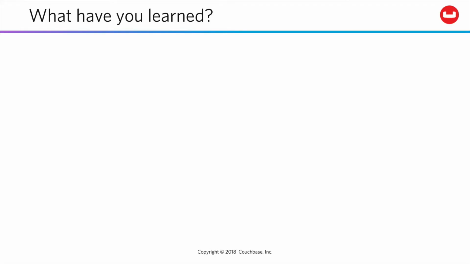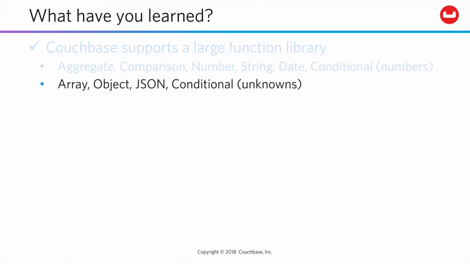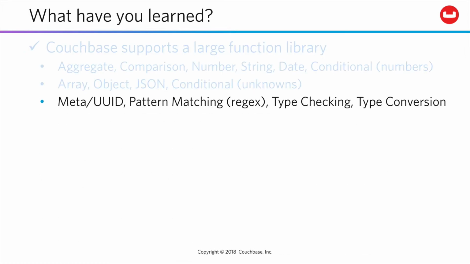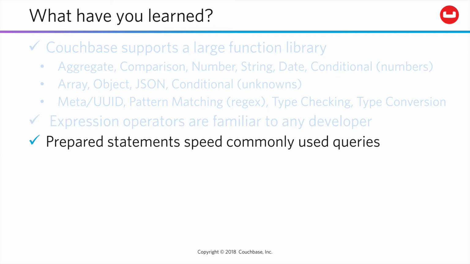So what have we learned? Couchbase supports a thorough function library covering aggregation, comparison, number, string, date, conditional, array, object, JSON, metadata, UUID, regular expressions, type checking, and type conversion functions. Our expression operators should be familiar to most any developer, and we support prepared statements to help optimize commonly used queries.